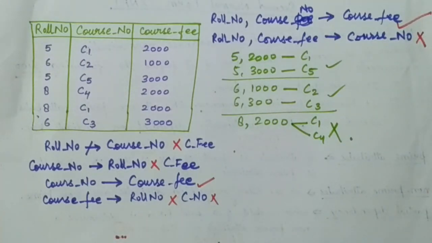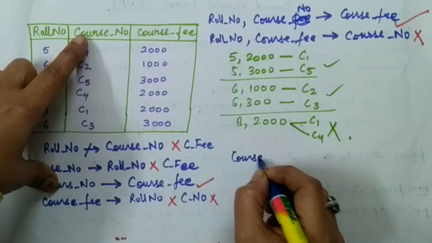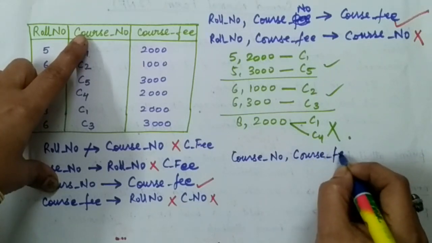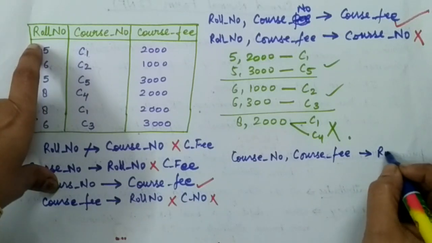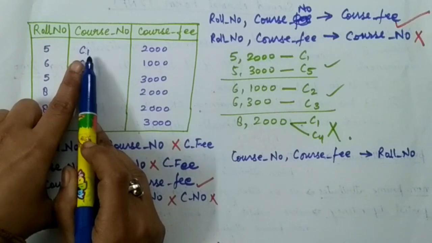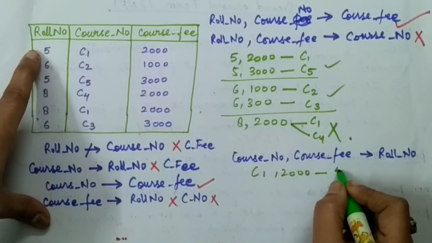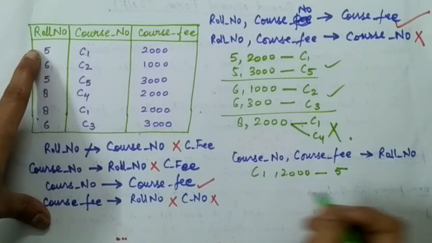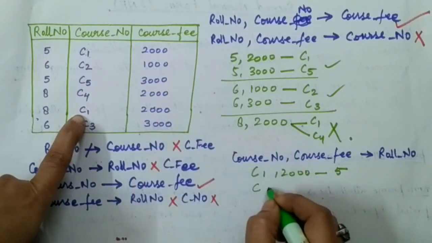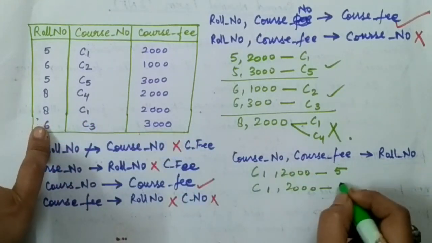Next combination is course number and course fee. Does this combination uniquely identify roll number? Let's check. Course number is C1 and course fee is 2000, and I am getting roll number 5. Then there is again C1 and 2000, and I am getting roll number 8.